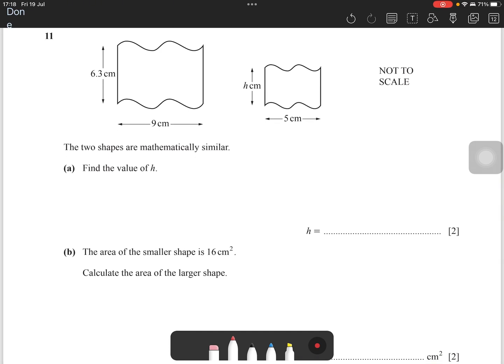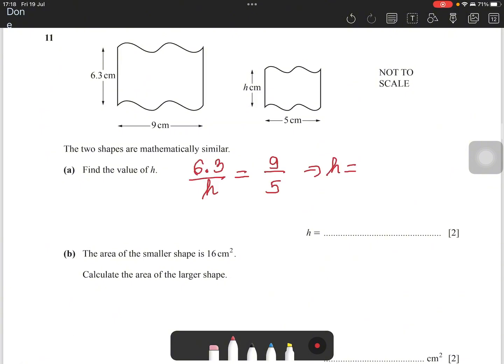Question 11. The two shapes are mathematically similar. A. Find the value of h. We can write down the ratio 6.3 over h is equal to 9 over 5. They are the corresponding sides. Then to find the value of h, we will cross multiply 6.3 by 5, then we divide by 9. So the answer is 3.5.